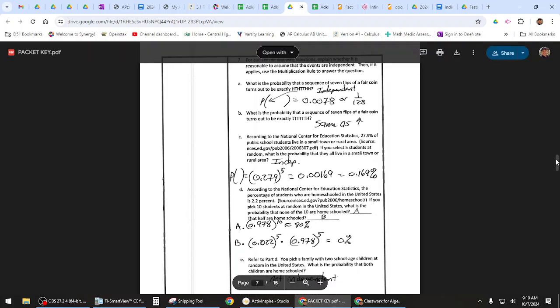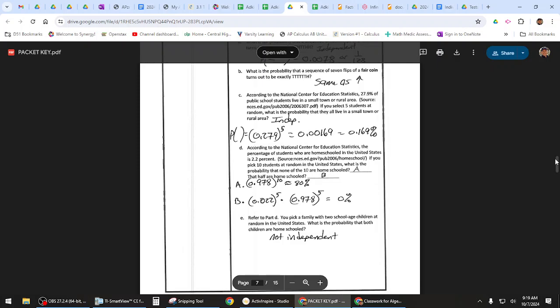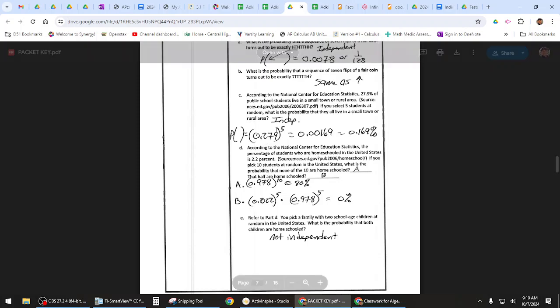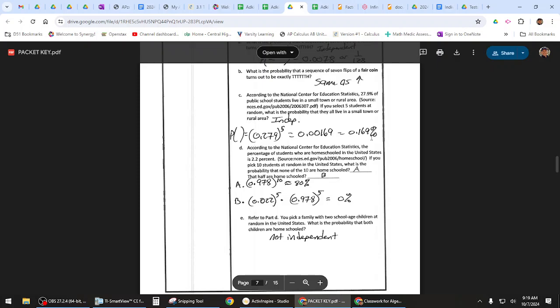Okay, next one is exactly the same. Does it matter what order we ask about? Nope. Only if the probability changed for each outcome. But with the coin, it doesn't. Okay, part C. So this is the same idea, 0.279 to the 5th, because we asked about 5 different students. So that gives you 0.169%.